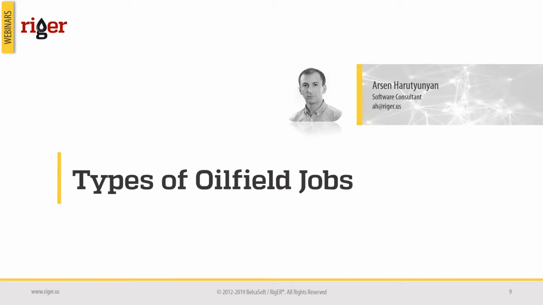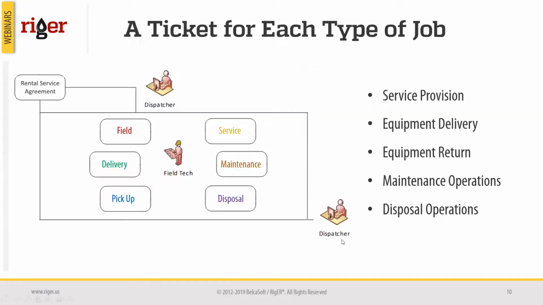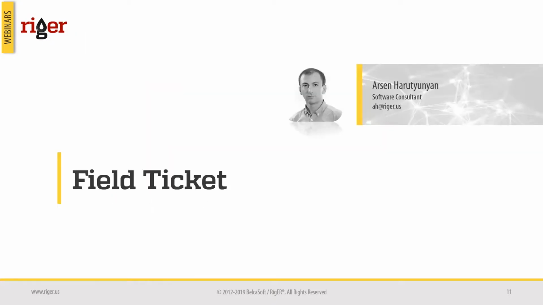So let's start speaking about the oilfield jobs and the types of those. It probably won't be news for you that there are different types of jobs in oilfield, and you need to provide services, you need to provide different kind of equipment to the job. And for each job, like for the service provision, equipment delivery and return, the maintenance operations, the disposal operations, we have created a type of a ticket that will accommodate those features that are needed for that particular type of a job. So that will make the work for the dispatcher very easy, and the flow would be much smoother. So let's first of all talk about the field ticket.